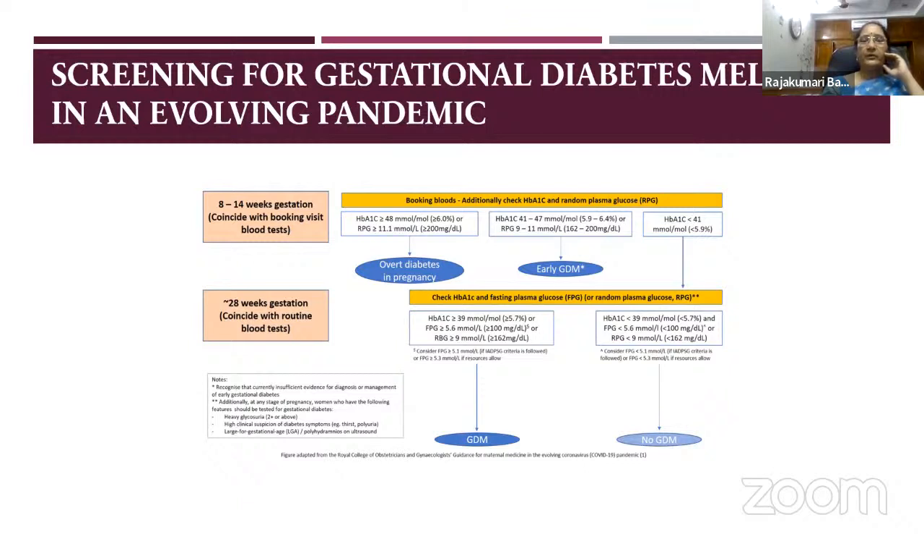If the HbA1c is 5.9 to 6.4% and RBS 160 to 200 milligrams per deciliter, it is early GDM. If the HbA1c is less than 5.9%, then we have to recheck at 28 weeks gestation. If the values are more than 5.7% and fasting more than 100, random blood sugar more than 162, then we will consider it as GDM. If the HbA1c is less than 5.7% and fasting plasma glucose less than 100, RBS less than 162, then it is no GDM.